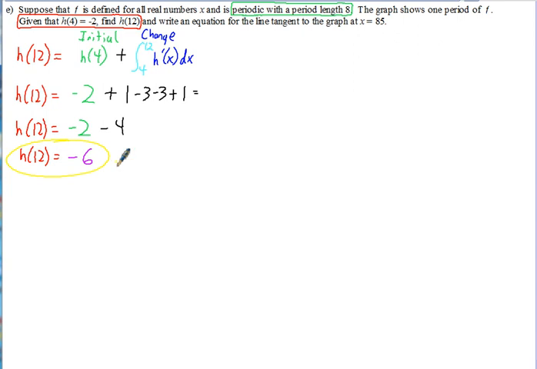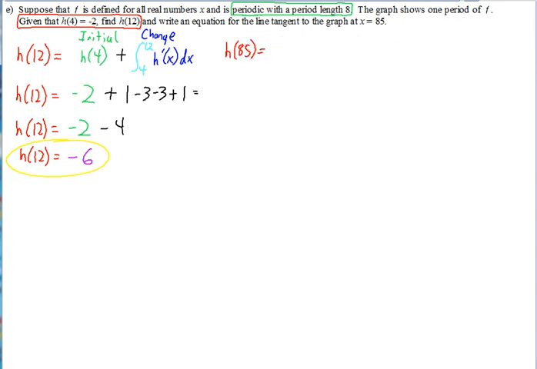The next thing we're asked to find is to write an equation for the line tangent to the graph at x equals 85. So for x equals 85, if you want the tangent line, we need two things. We need the point of tangency and the slope. So let's start by finding the point of tangency, similar to how we did this one here. So we want to find h of 85.